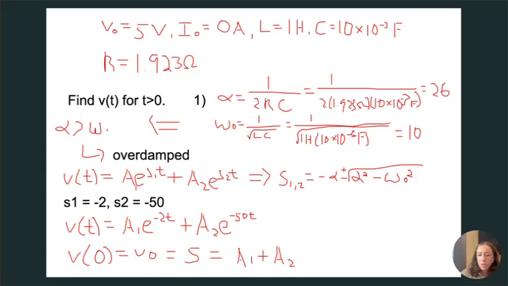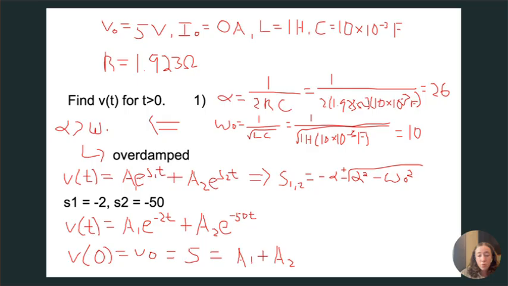So the first thing you want to do when solving any circuit like this one is to solve for alpha and omega naught. So for a parallel circuit, alpha is 1 over 2RC, which we get 26, just plugging those numbers in. Omega naught is 1 over the square root of L times C. Plugging those numbers in, we get 10.